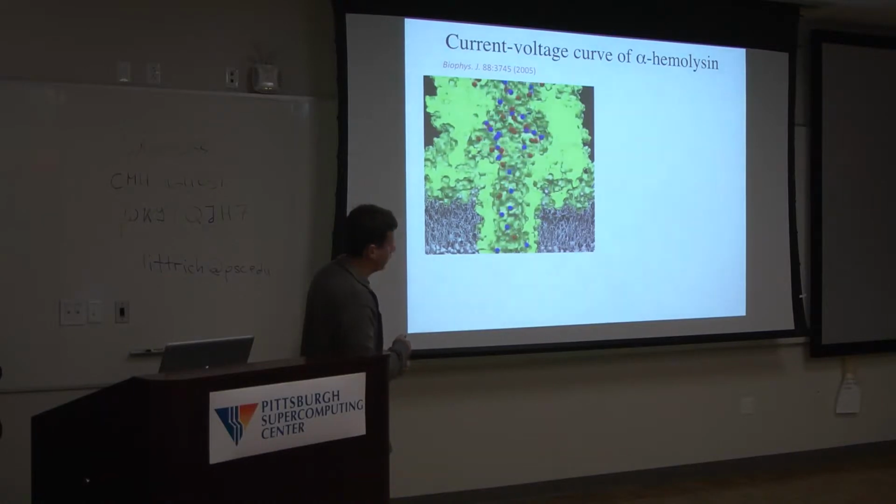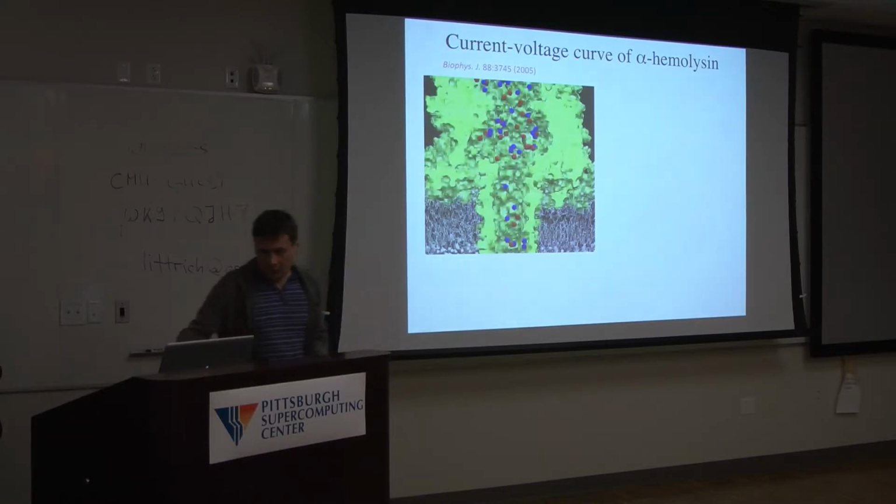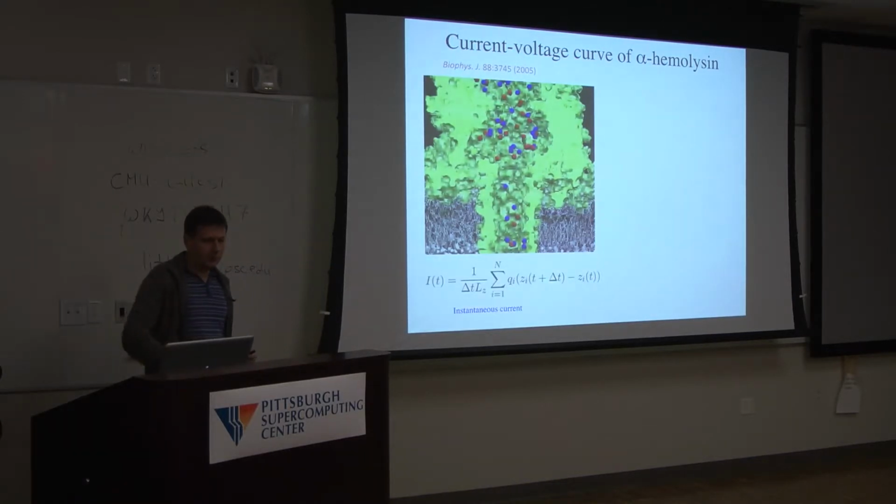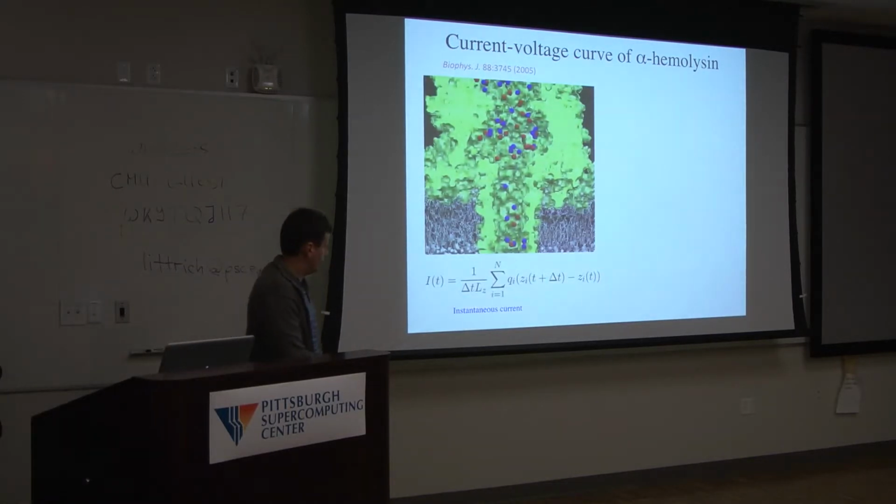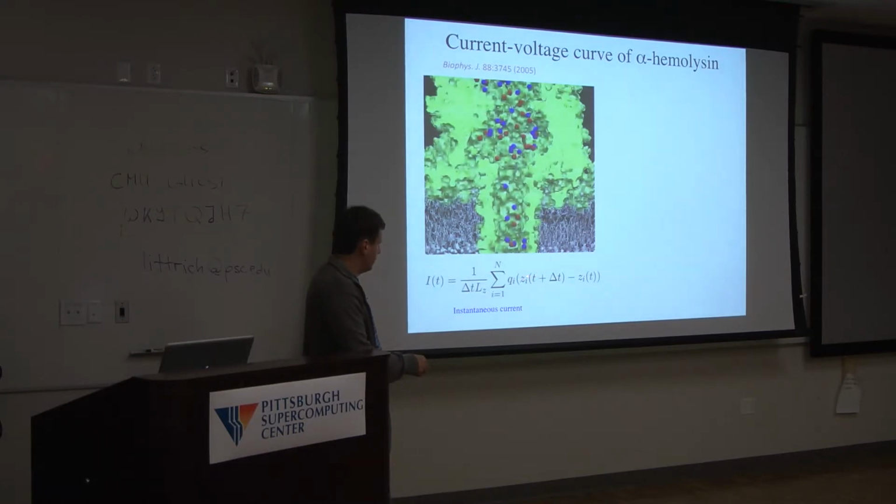But because we know the position of every atom at every time step, we can easily compute the ionic current. So you see those balls of different colors, they move up and down. That's because the electric field is applied, and then we can trivially compute the ionic current. It's just the displacement, the change in the coordinate of the ion times its charge over the time, summed over all ions, and you get the ionic current.